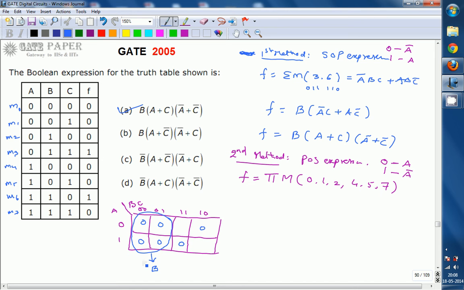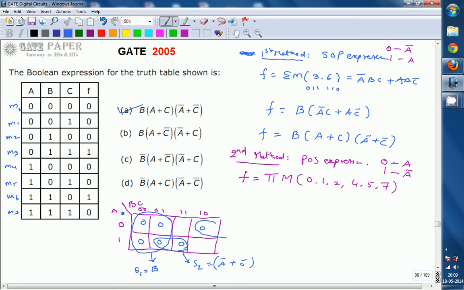This is the first sum term, B. The next sum term is obtained by combining these two cells, giving the second sum term. Here A is 1 and C is 1 and common, but 1 implies complemented, so A bar plus C bar is the second sum term.